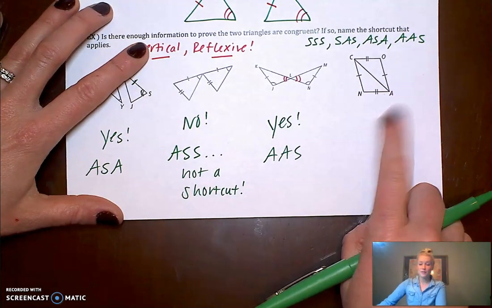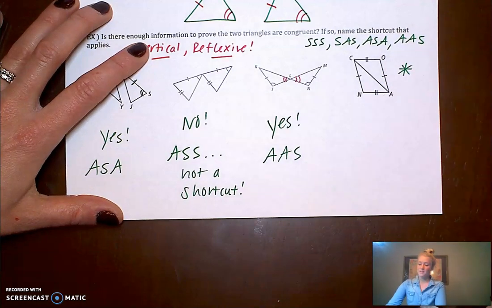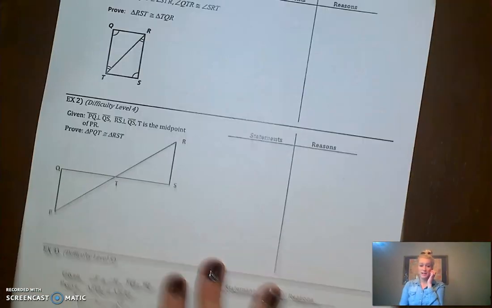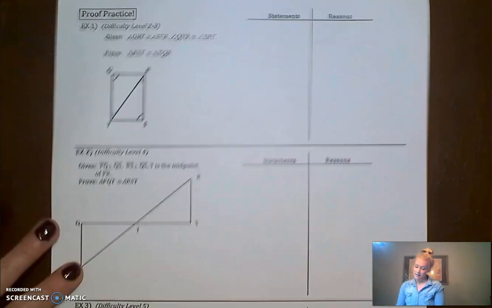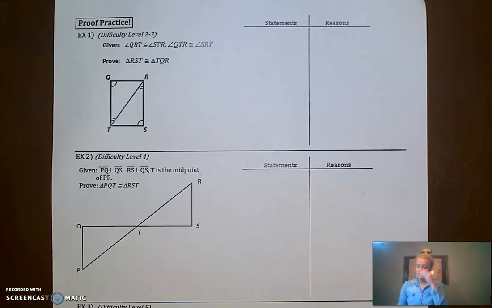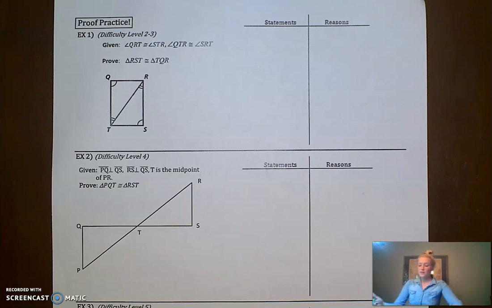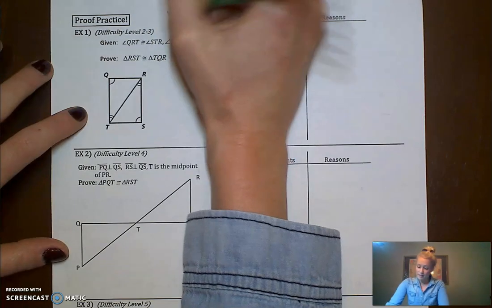Okay, I want you guys to see if you can do this last one. Let's jump right into the proofs. We have 3 of them today. I'm going to do all of them, maybe ask you some questions along the way. All of the proofs, though, we're trying to use one of our shortcuts. So again, let me remind myself.